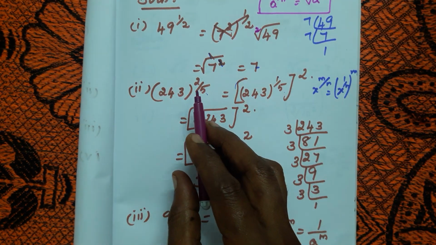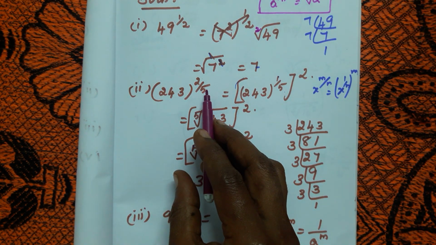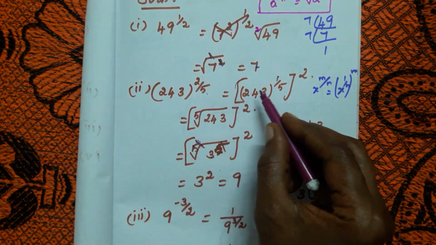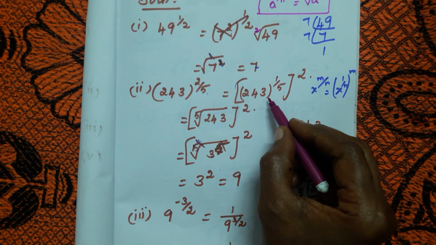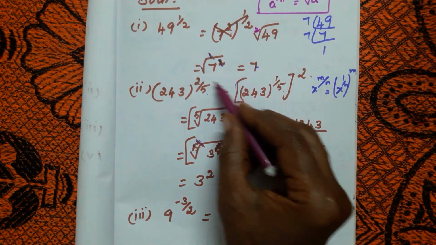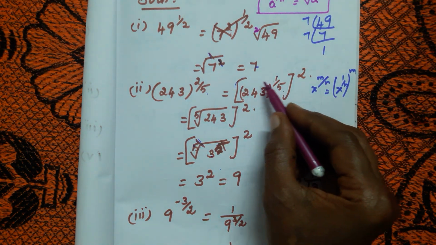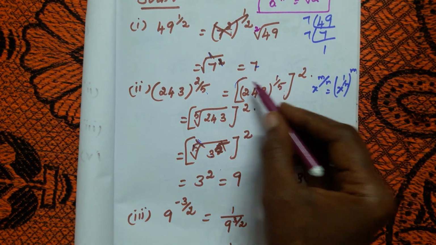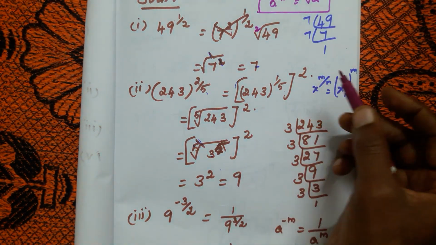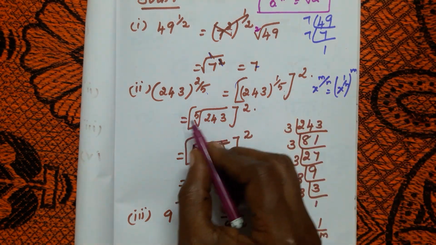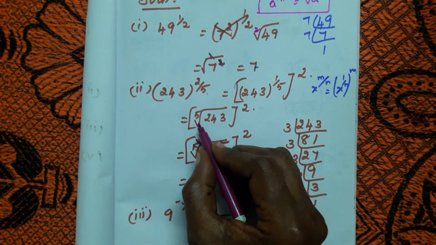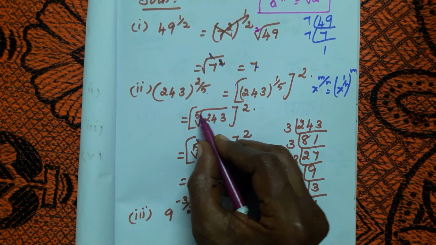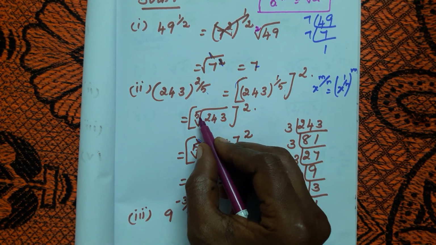Next is the second problem, 243 power 2 by 5. We can write 243 power 1 by 5 the whole square. 243 power 1 by 5 we can write as the fifth root of 243.